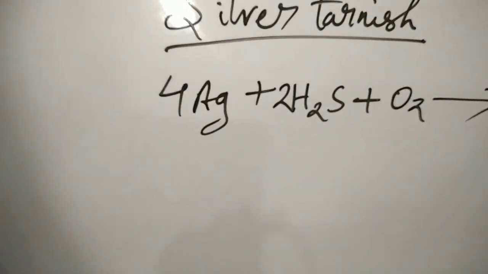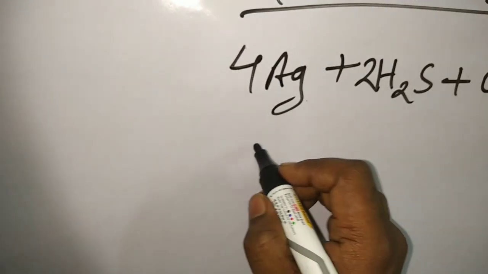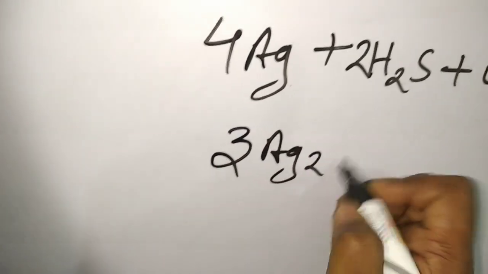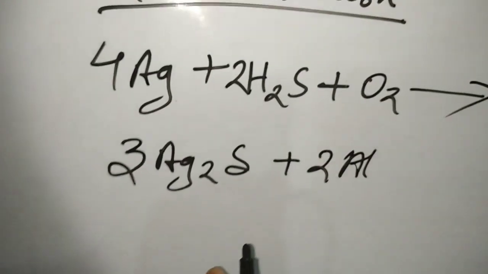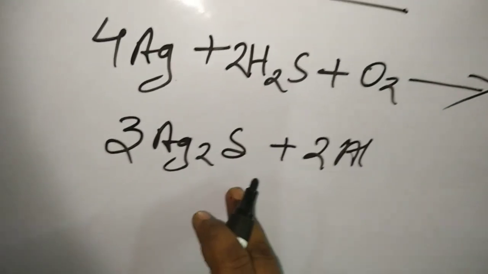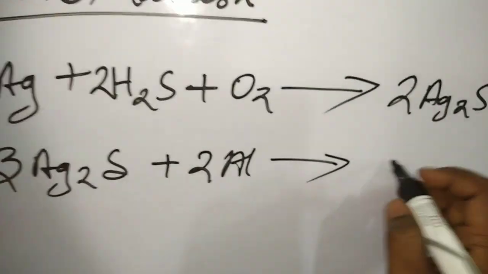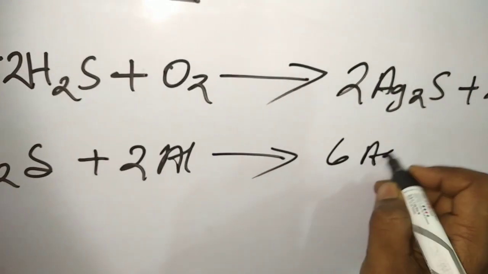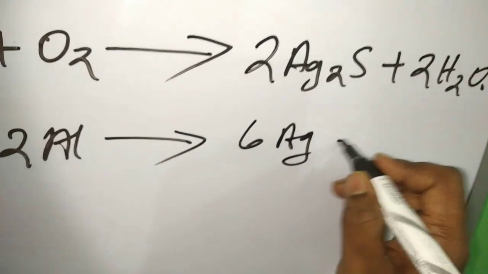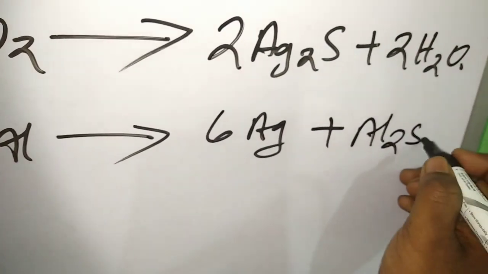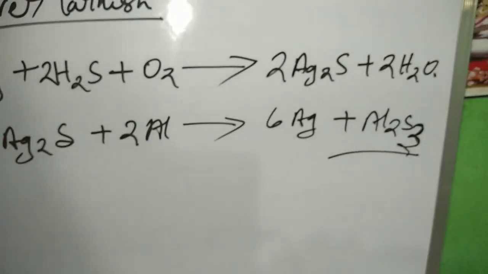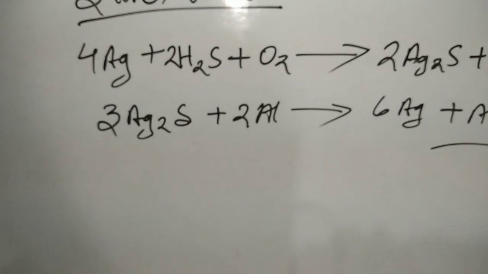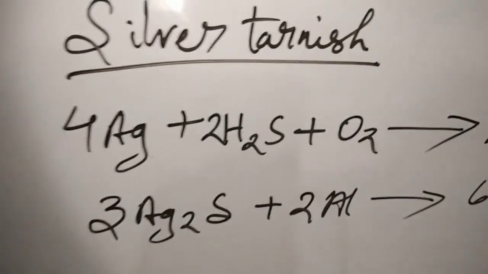Okay students, now how to get back silver from this Ag2S? We will do reaction between Ag2S and aluminium, and it will form silver and Al2S3, aluminum sulfide. Okay students, understand? Now this is the example of silver tarnish.